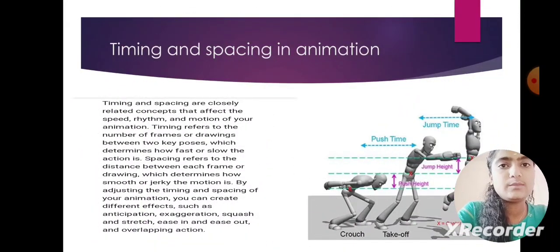Timing and spacing in animation. Timing refers to the number of frames or drawings between two key poses, which determines how fast or slow the action is. Spacing refers to the distance between each frame or drawing, which determines how smooth or jerky the motion is. By adjusting the timing and spacing of your animation, you can create different effects such as anticipation, exaggeration, squash and stretch, ease in and ease out, and overlapping action.